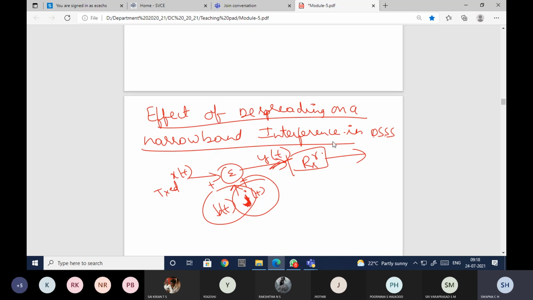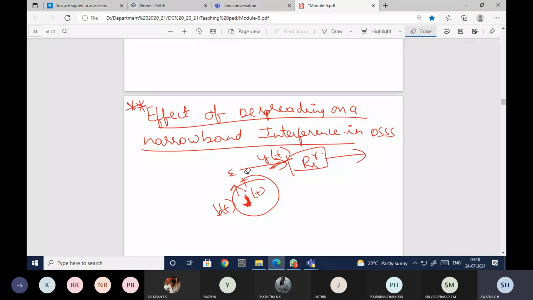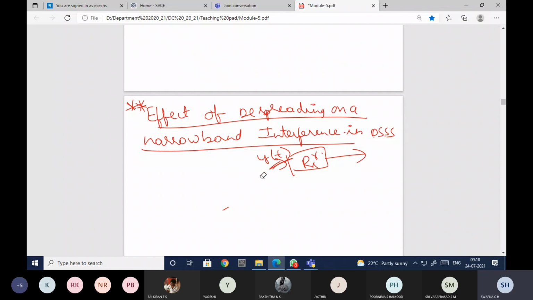That is what this question is all about, and it is very, very important. Despreading the signal is very, very important. So let me first give you the block diagram. Same thing, whatever we have seen before, the same thing I will elaborate and draw.